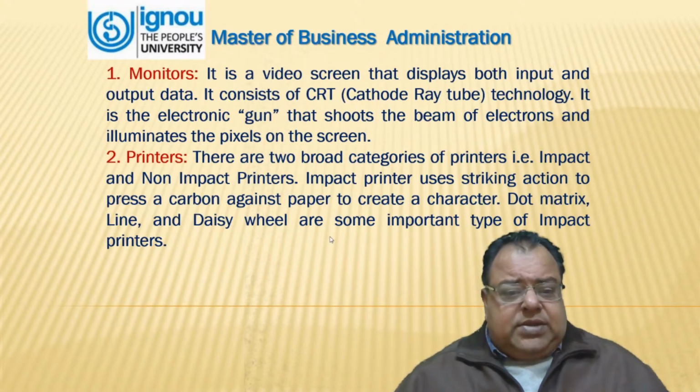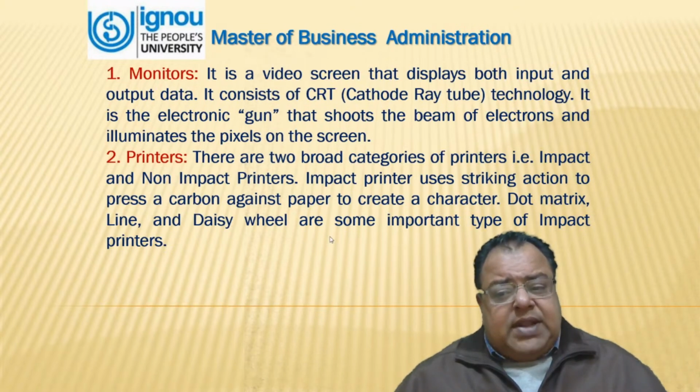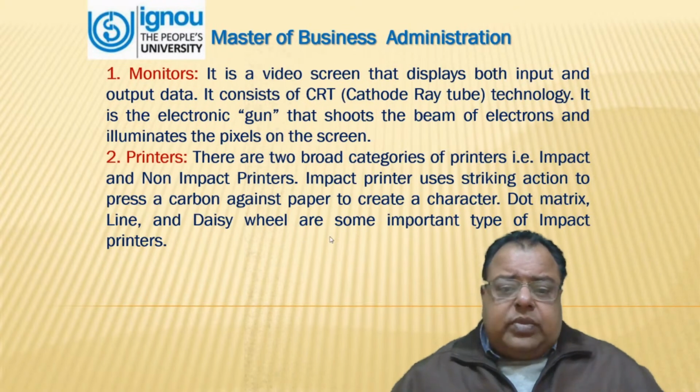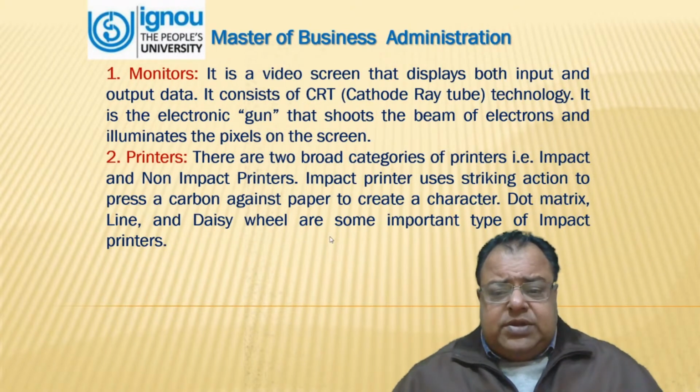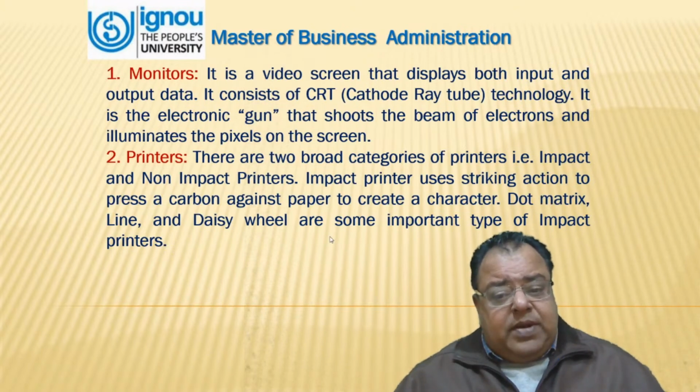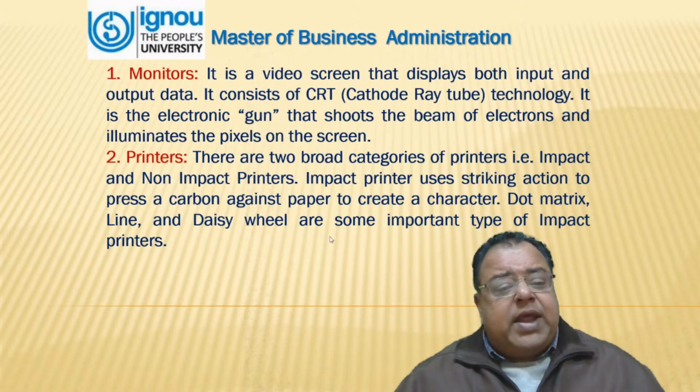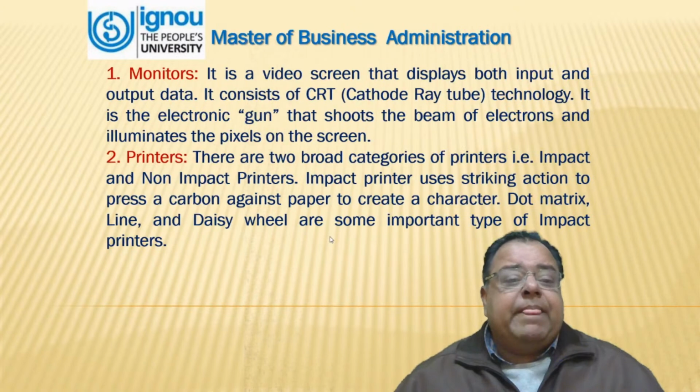The second one is printers. There are two broad categories of printers, that is impact and non-impact printers. Impact printers use striking action to press a carbon against paper to create a character. Dot matrix, line, and daisy wheel printers are some important types of impact printers.